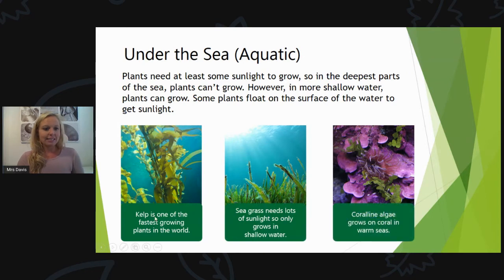So you've got kelp, which is one of the fastest growing plants in the world. It grows lots and lots. Seagrass needs lots of sunlight, so only grows in shallow water. We've got coralline algae, which grows on the coral in the warm seas. It's very pretty and bright.